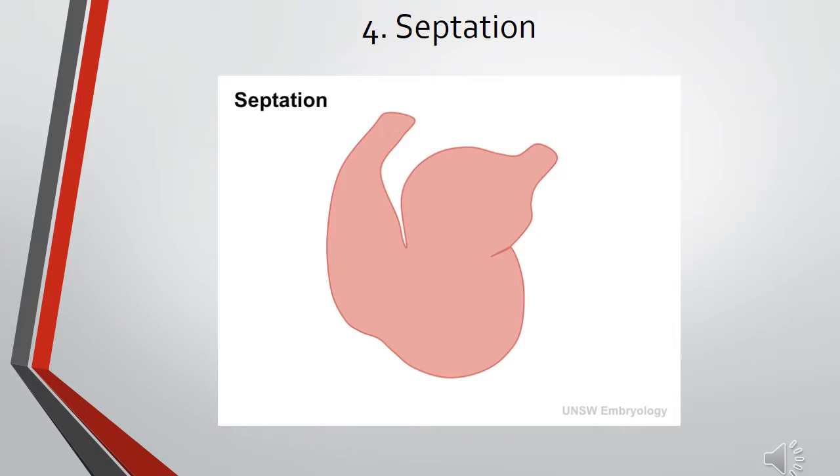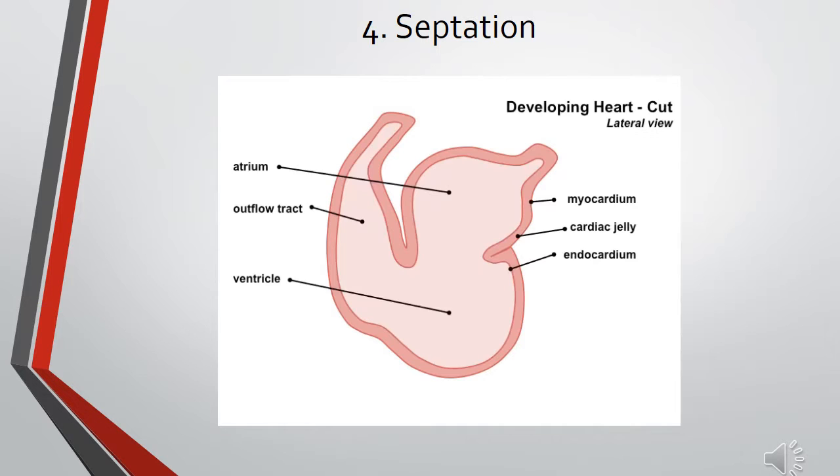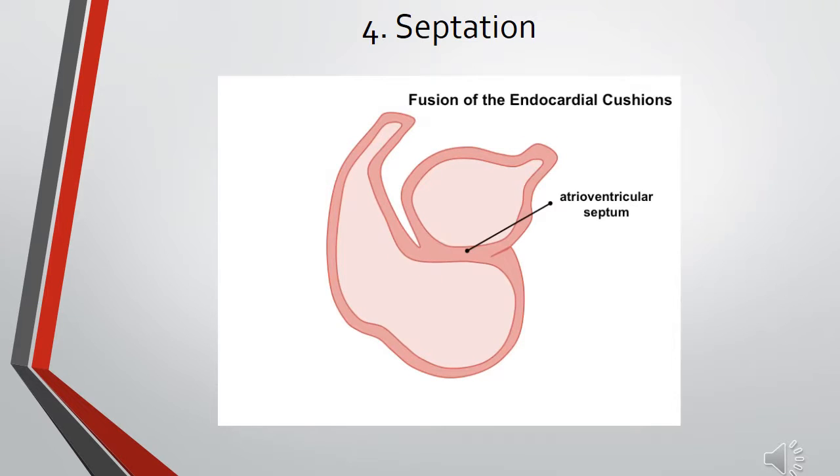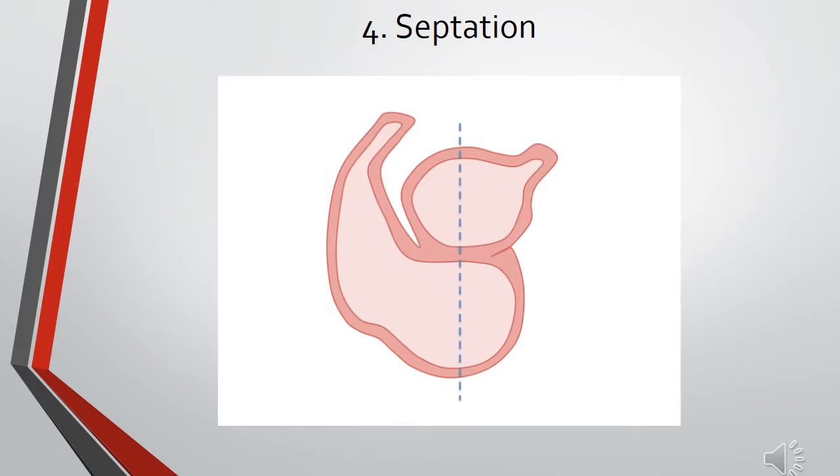Membranous tissue called the septum primum grows on the roof of the atrium, dividing it into right and left halves. The space between the septum primum and the endocardial cushions is referred to as the foramen primum.